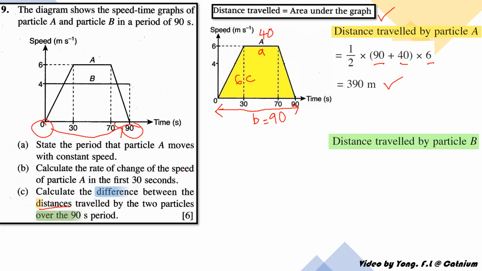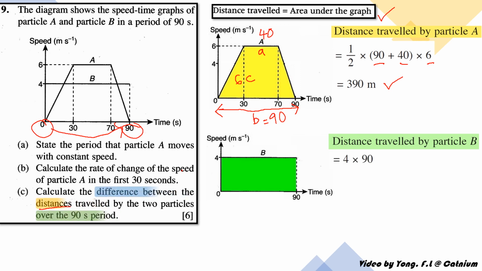So second, we do for the particle B. So particle B is area under graph is actually a rectangle only, segi 4. Okay, segi 4. So the formula for area of rectangle is panjang darab dengan lebar. Okay, so panjang is 90, lebar is 4. So that's why here is only 4 times 90. So the answer is 360. So now finally they actually want the difference.